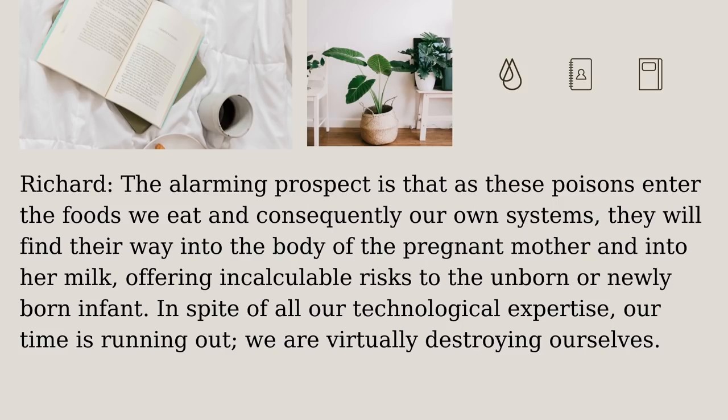The alarming prospect is that as these poisons enter the foods we eat, and consequently our own systems, they'll find their way into the body of the pregnant mother and into her milk, offering incalculable risks to the unborn or newly born infant. In spite of all our technological expertise, our time is running out. We're virtually destroying ourselves.